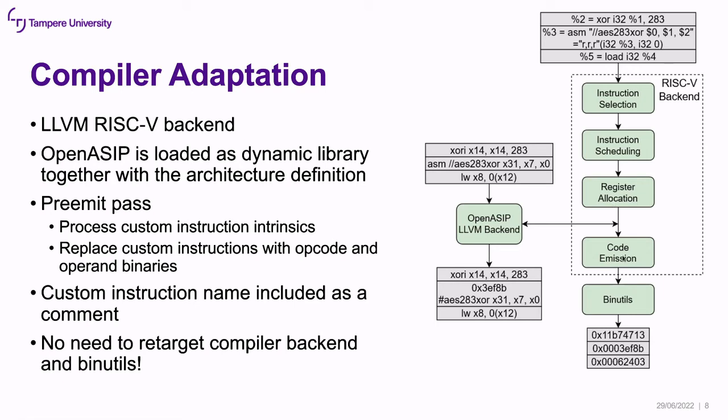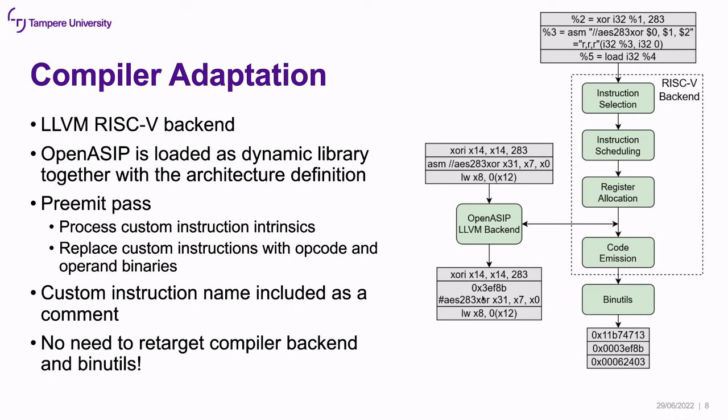Just before code emission, we hook into the OpenASIP LLVM backend as a pre-emit pass. At this phase, we have already selected the instructions and allocated the registers, but we still have unprocessed custom instruction intrinsics. OpenASIP replaces these with instruction binaries that express the instruction encoding and the operand fields.